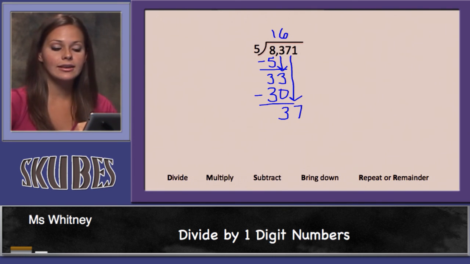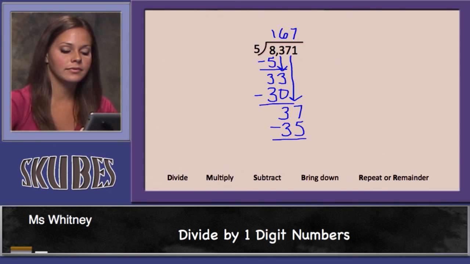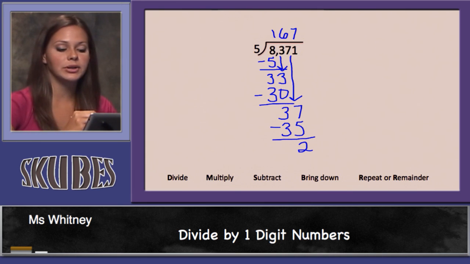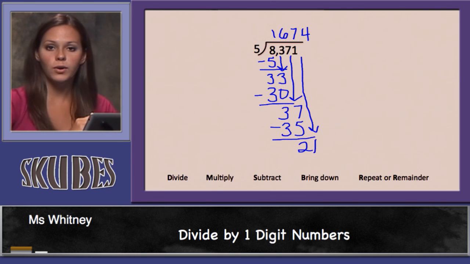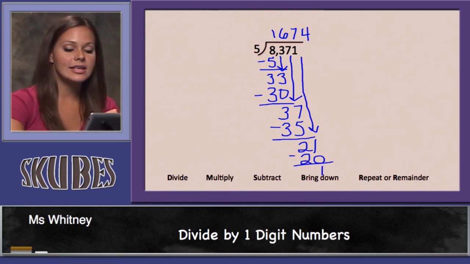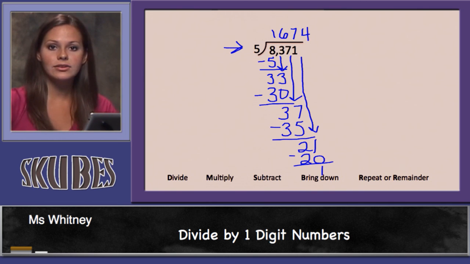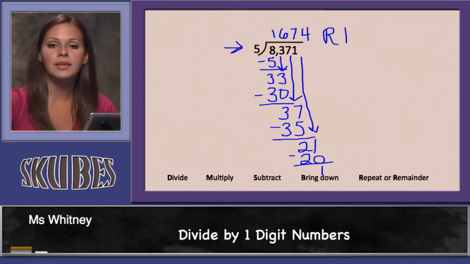5 goes into 37 how many times? 7 times. 5 times 7 is 35. We'll subtract and bring down our 1. 5 goes into 21 how many times? 4 times. 5 times 4 is 20. We subtract, we're left over with 1. 1 is less than 5, so we know that we're done and do not have to repeat. So our remainder is 1.